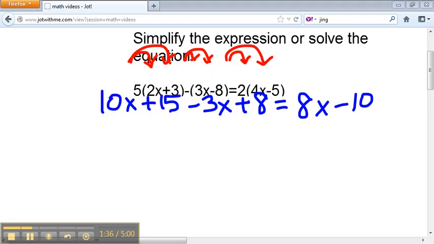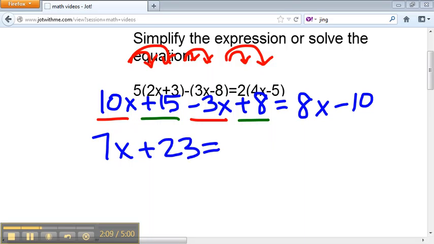Now we want to start to group things together. On the left-hand side, we have terms with an x in them, and then we have just numbers. And those are what we call like terms. So the ones with the x's in them are like terms, and we will combine those together. 10x minus 3x gives us 7x. And then 15 and 8, those numbers are like terms, and 15 plus 8 is 23. And that equals 8x minus 10.